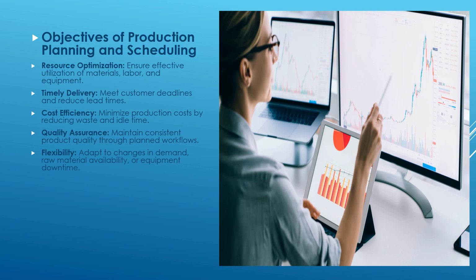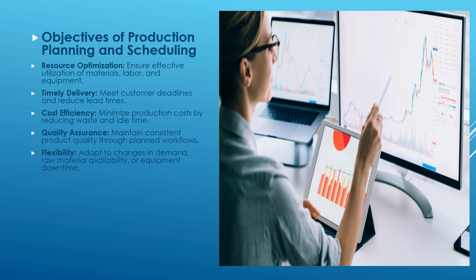Objectives of production planning and scheduling. First, resource optimization. Second, timely delivery. Third, cost efficiency. Fourth, quality assurance, and then flexibility. Now, resource optimization. This involves ensuring effective utilization of materials, labor, and equipment.